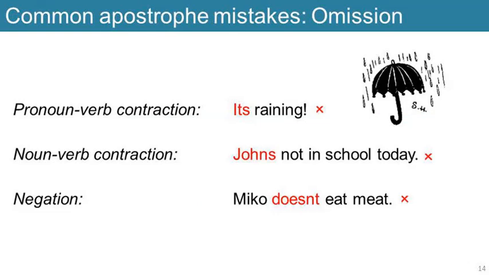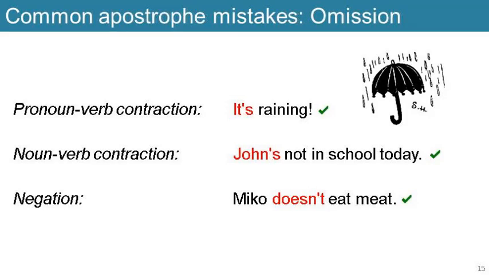Okay, let's look at 3 common mistakes in using apostrophes in verbs. We'll start with the omission of the apostrophe where an apostrophe is needed. The words it's, John's and doesn't are all spelled wrong. Here we have the corrections.